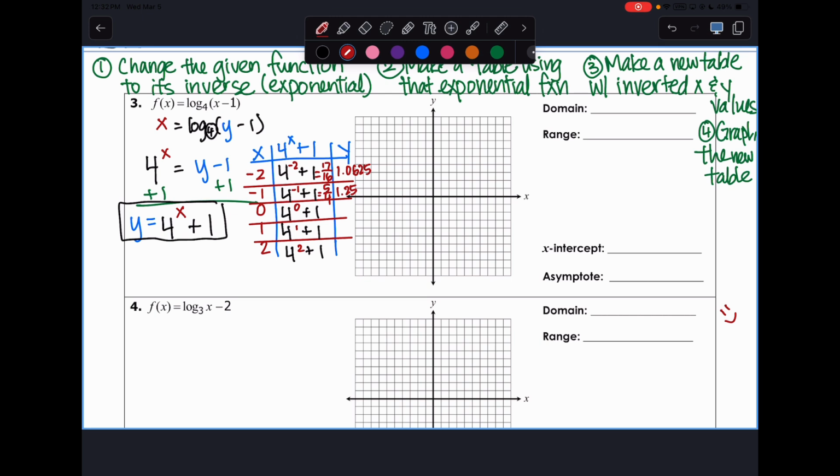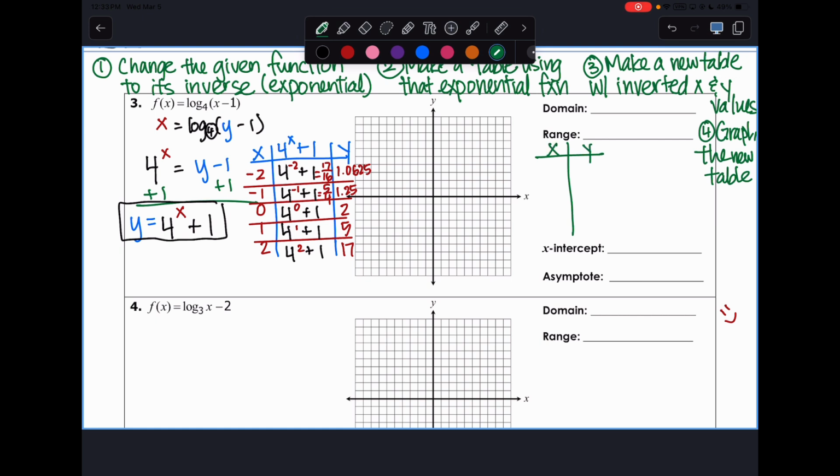1. 1 plus 1 is so hard. 4 to the first power is 4. 4 plus 1 is 5. There you go. 4 to the second power is 16. 16 plus 1 is 17. Okay. So what do I do with these values? Step 3. Nope. Don't graph it. Flip it. x and y.